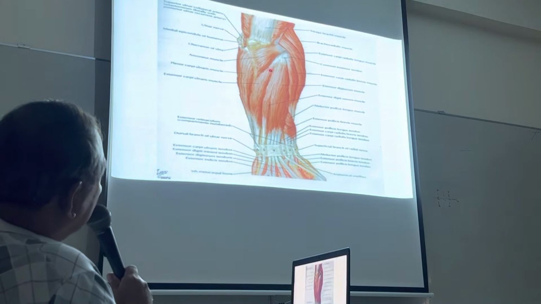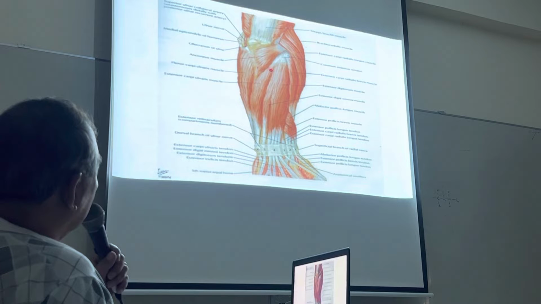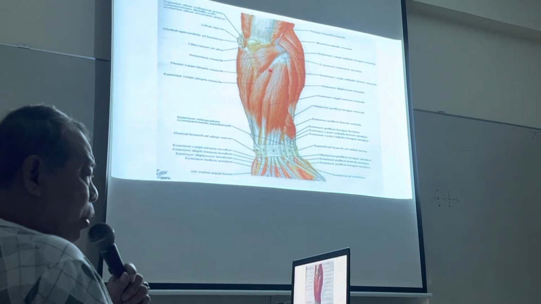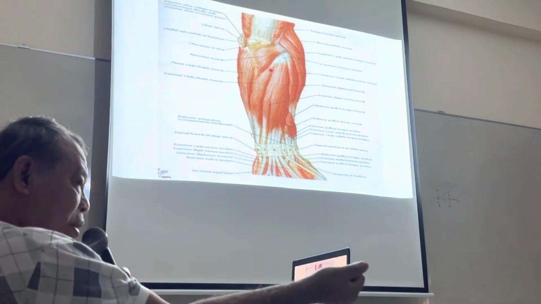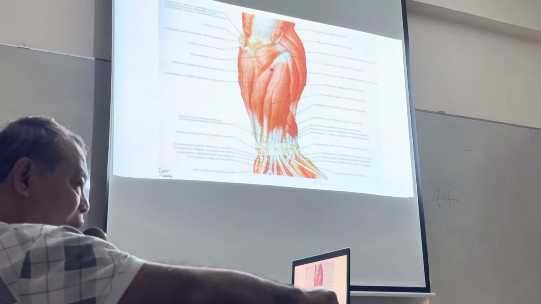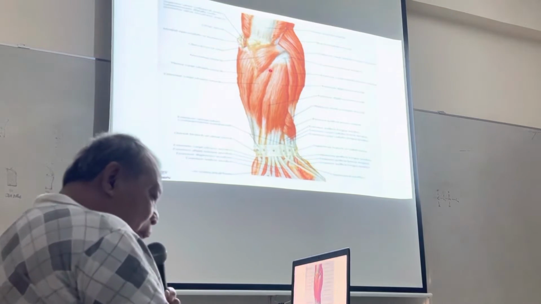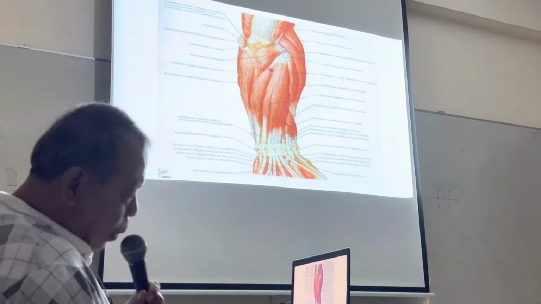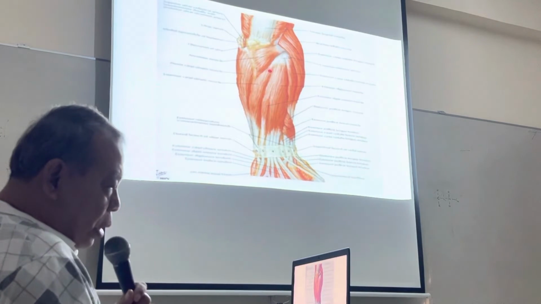And another important action is that this is the muscle responsible for the so-called mid-prone position of the forearm. What is the mid-prone position? This one here. This is supination, right? This is pronation, and mid-prone is this one. And this is the primary action of brachioradialis. It flexes the elbow joint and puts the forearm in the mid-prone position.